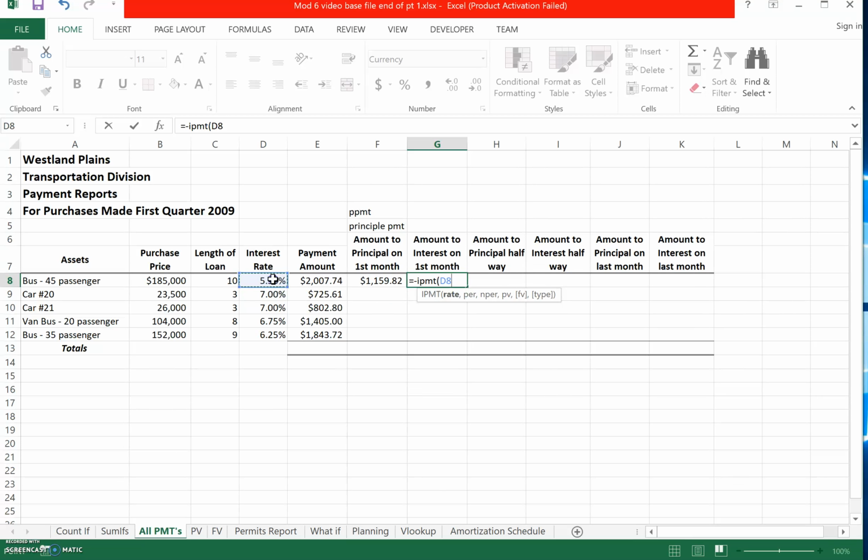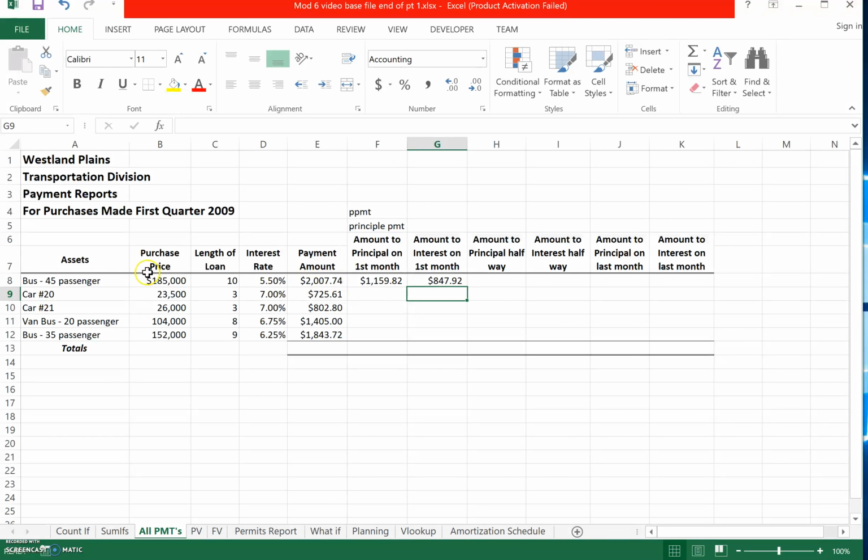Again, the rate divided by 12. The period is the first month. I'm looking for number 1. NPER, the years times how many payments per year. And PV is how much am I going to borrow. The FV, final value, is automatically set at 0 because we're paying our loan off.